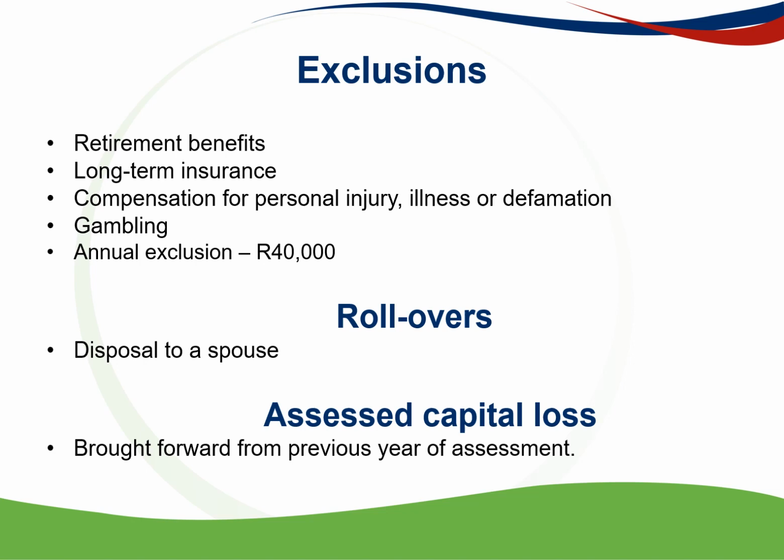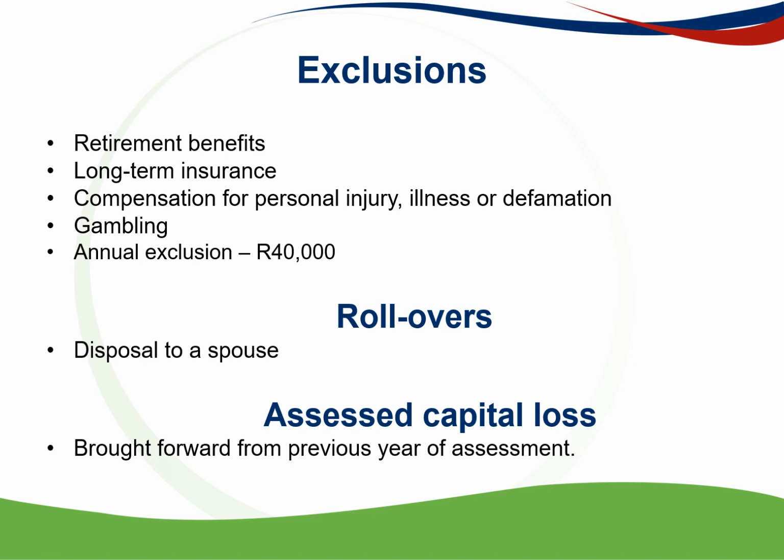Some further exclusions are retirement benefits, which are taxed separately, long-term insurance payments and compensation for personal injury, illness or defamation, then gambling proceeds, and then there's the annual exclusion for natural persons of 40,000 rand.